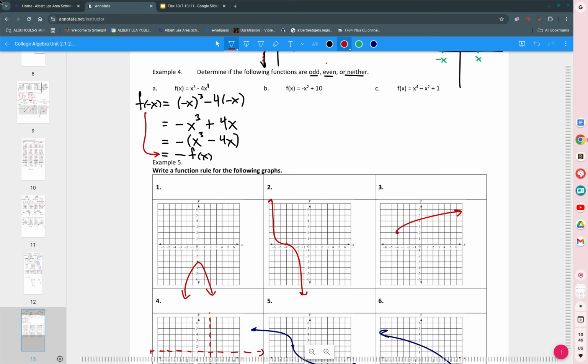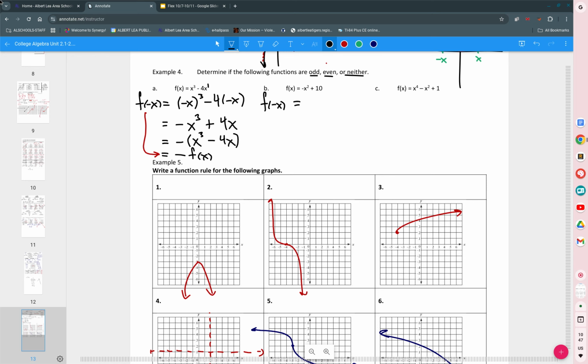Do you think this one is odd, even, or neither? Make a guess. Talk to your person next to you. What do you think? Odd, even, or neither? I feel like it's gotta be even. Even, just because of the square. How do you know? Okay, so this is even, but the question is, what is the exponent for 10?